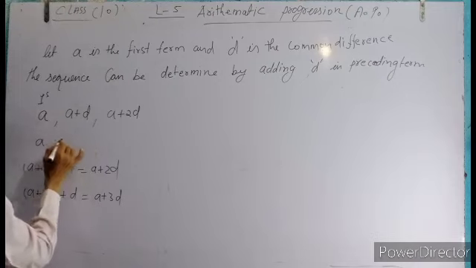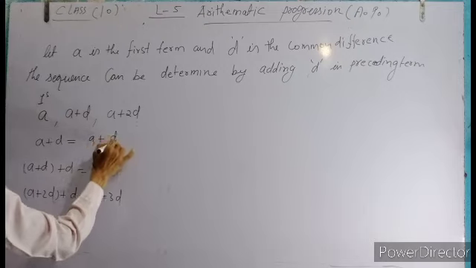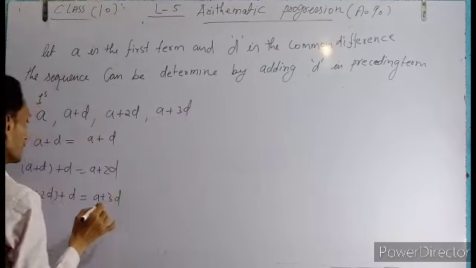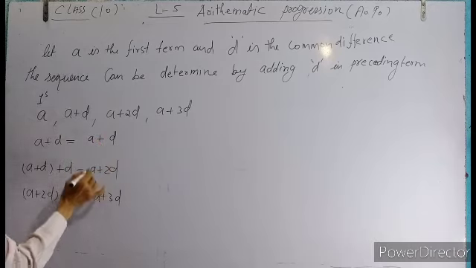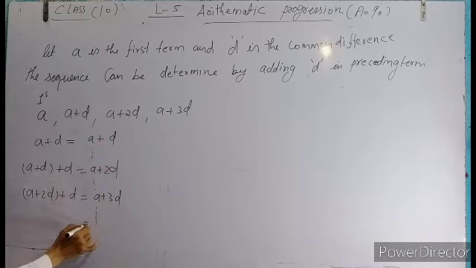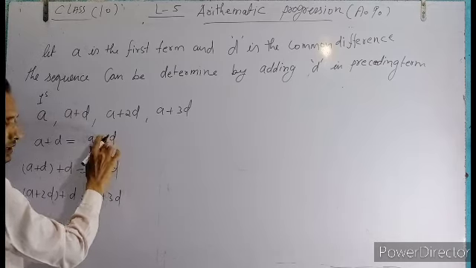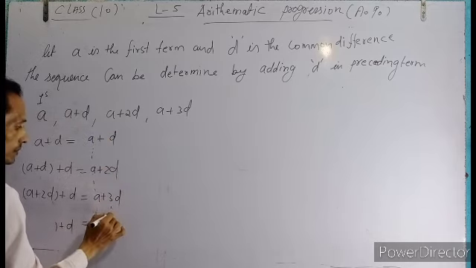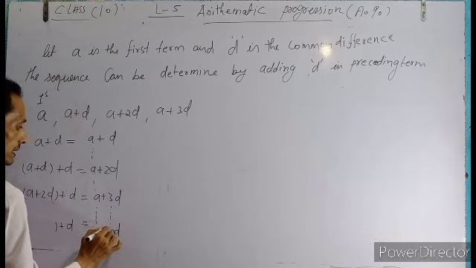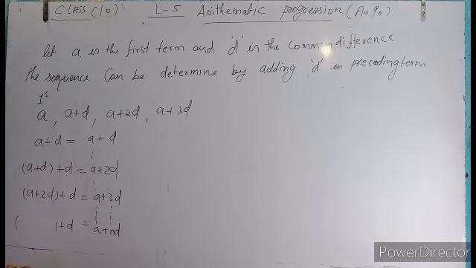So the first term is A, then A plus D, A plus 2D, A plus 3D. You can observe that as we keep adding D, the number of D's increases: 1, 2, 3 up to n. So the term will be A plus nD.